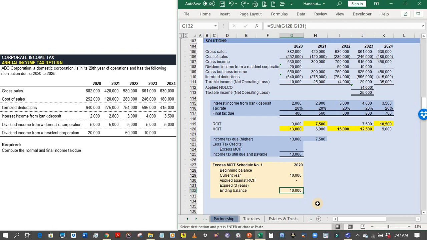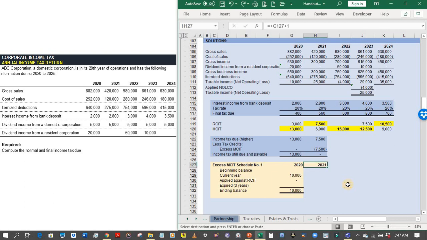Of course, the amount to be deducted from the 7,500 should not exceed the amount of income tax due and the amount of the available excess MCIT. So in this case, we can only deduct up to 7,500 pesos. It means that at the end of 2021, the entity has no tax liability because we already applied in full the 7,500 excess MCIT. So now let us proceed to the monitoring of the excess MCIT for 2021.